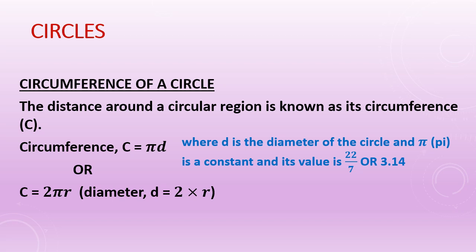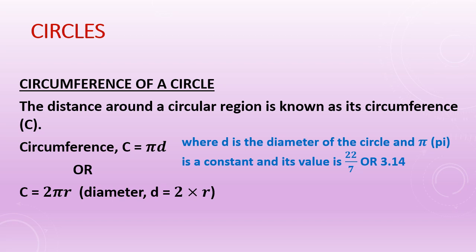First, we can see the circumference of a circle. In other words, circumference means perimeter. Perimeter of a circle is known as its circumference. That means the distance around a circular region. It is represented by C. So circumference C equals pi d, where d is the diameter of the circle and pi is a constant. Its value is 22 upon 7 or 3.14.